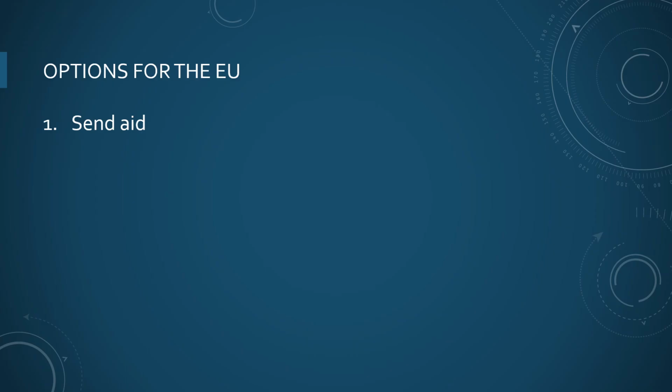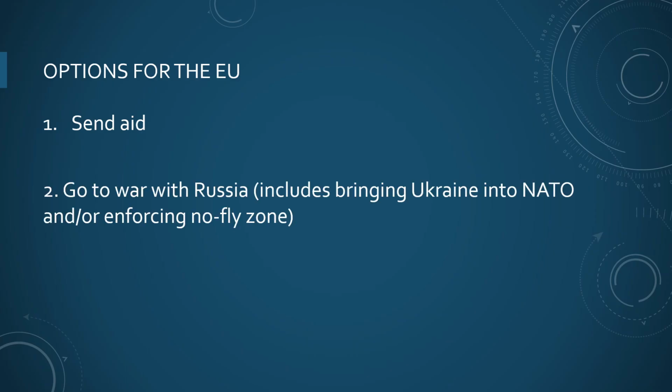So you could just send first aid, non-combat supplies, food, water. Second option, you can send weapons. Third option, you can send aid in the most literal sense, being boots on the ground, German soldiers, French soldiers, Spanish soldiers, fighting and dying for the territorial integrity of the Donbass region. And that's what going to war is. Includes bringing Ukraine into NATO and or enforcing a no-fly zone.